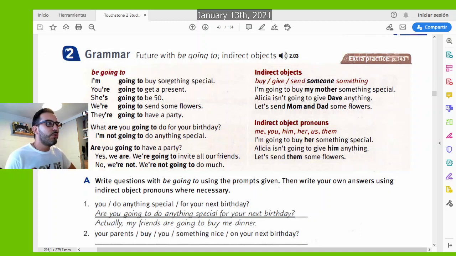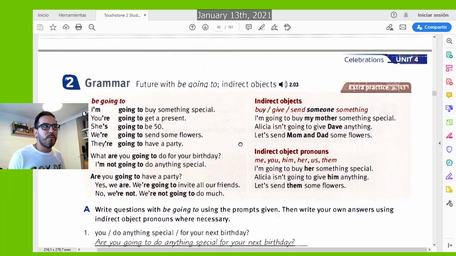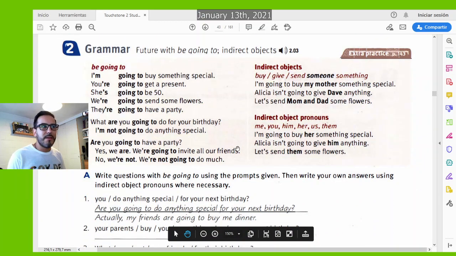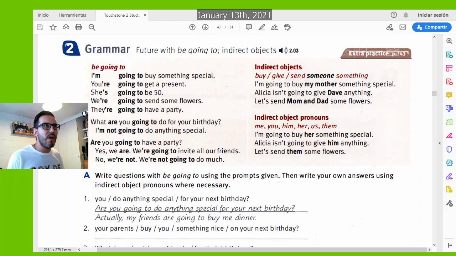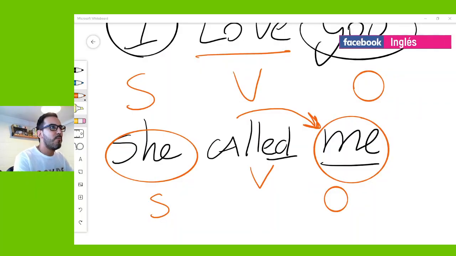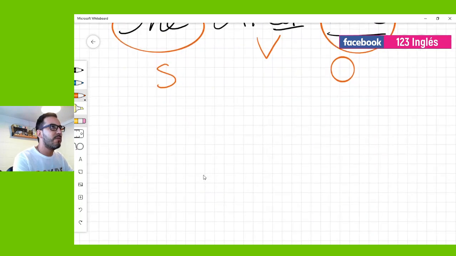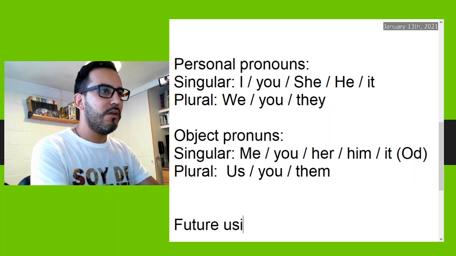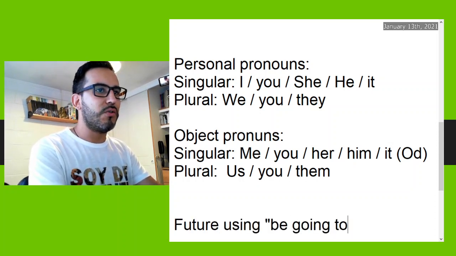Well, moving on to another topic, okay? We are also going to look at this grammar box. In this unit, it's the future, the future with be going to. We are going to talk about the future using be going to. Normally, usually, the future is expressed using another element. Let's move on to the future with be going to. I'm going to write it here. Future using be going to. Okay?